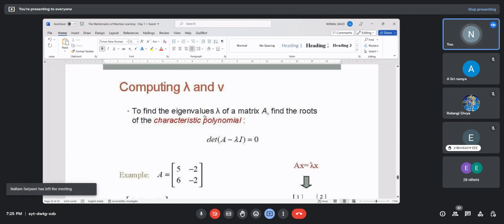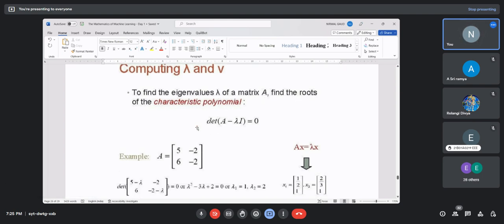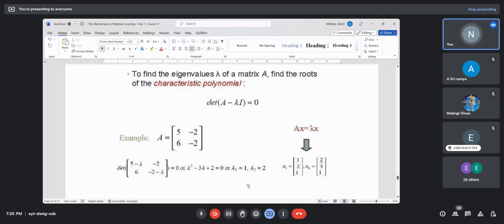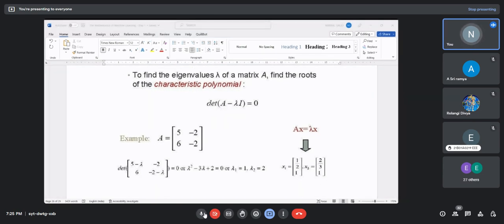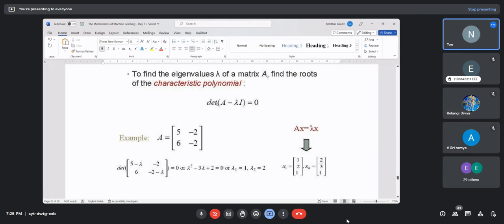To find the eigenvalues lambda of a matrix A, find the roots of the characteristic polynomial. This is my characteristic equation; I have already told you. You need to convert this into the characteristic equation, and after converting, you need to solve it by calculating the determinant of A minus lambda I equal to 0.